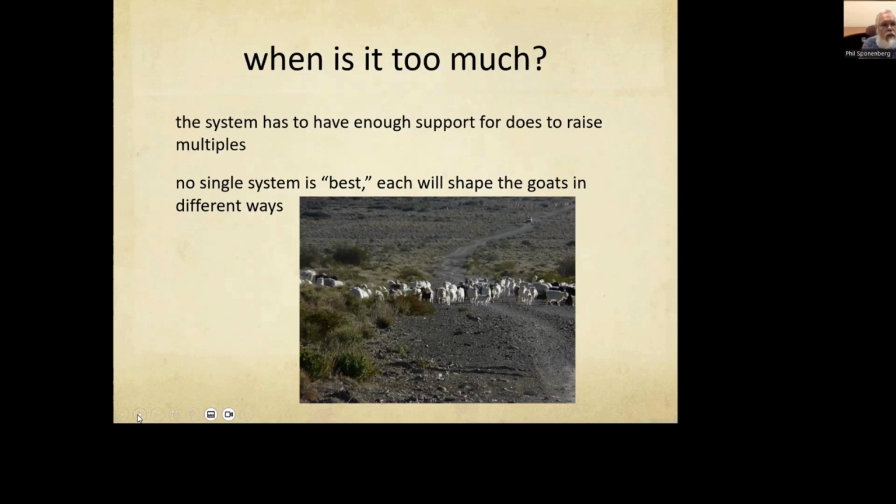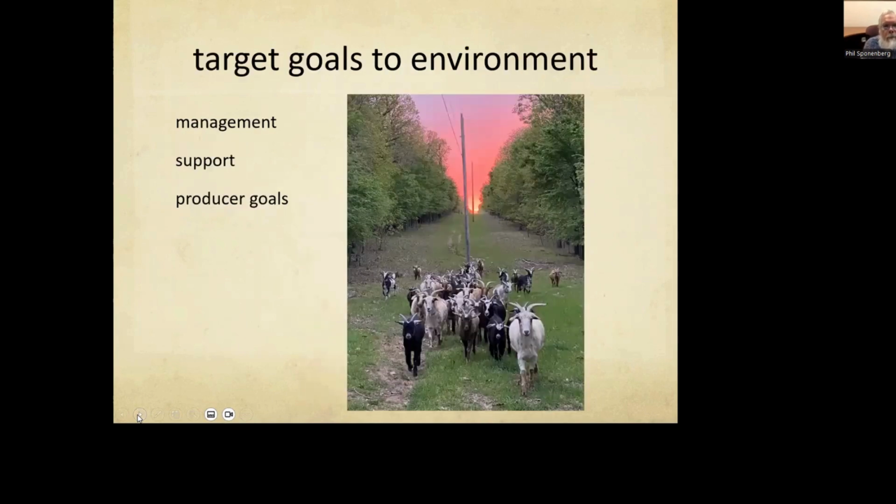But again, what you're doing is comparing the animals within that environment with each other. What you're trying to do is not push it beyond what the environment can do, but up to the limit of what that environment can do. So it goes back again: no single system is best. Each is going to shape the goats in its own unique way that's going to help the producer reach the producer's goals. Next, target the goals to the environment, management, support, producer goals, all those go together.